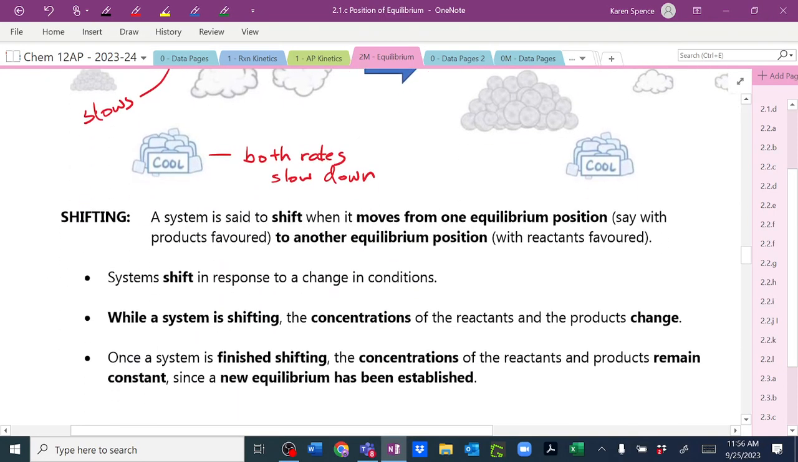So what is shifting? We've talked about this a little bit. I sort of mentioned it in passing, but this is a hugely important word. It's a vocab word, along with one side being favored or the other side being favored, along with the word stress, which means something we do to a system. The term to shift is the response of an equilibrium to a stress.